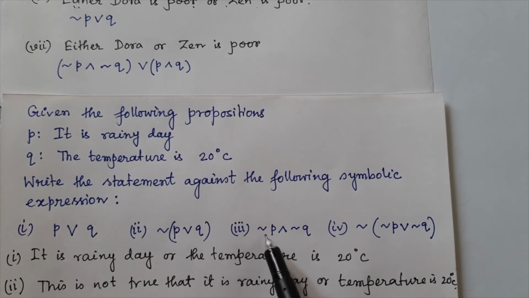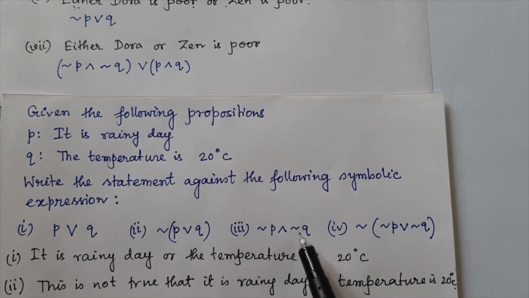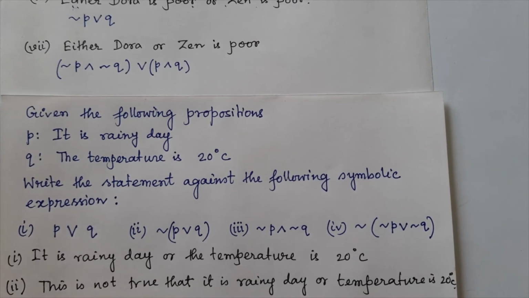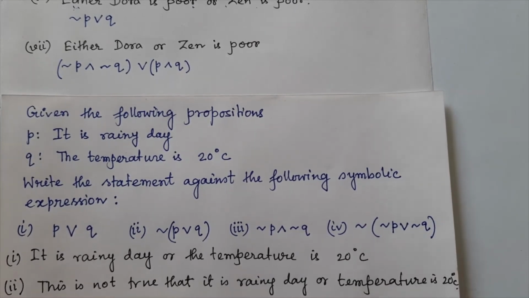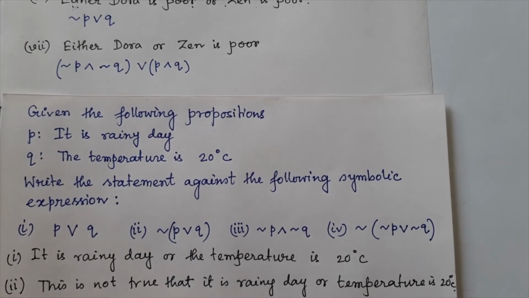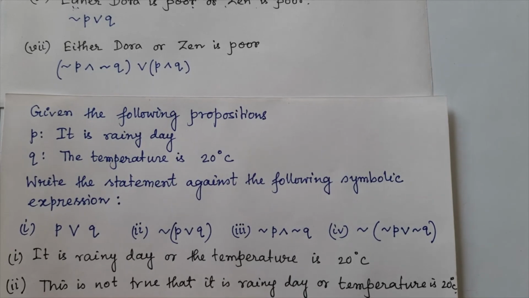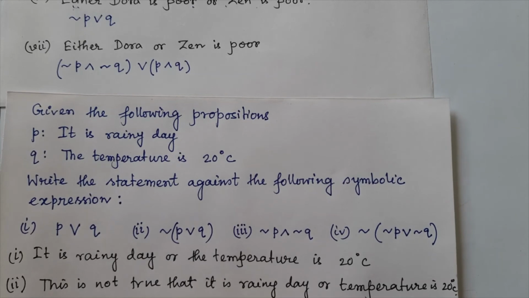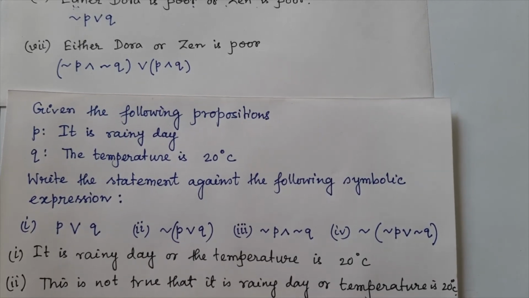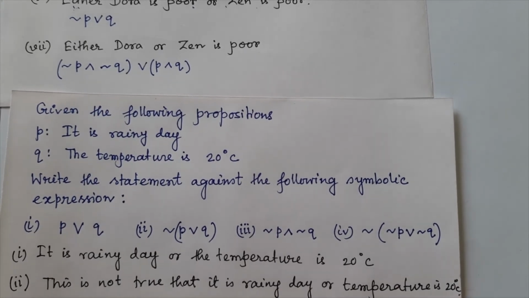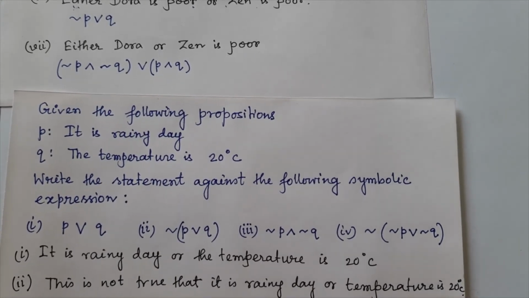Next expression is negation P and negation Q. The expression is, this is neither rainy day nor the temperature is 20 degrees Celsius.